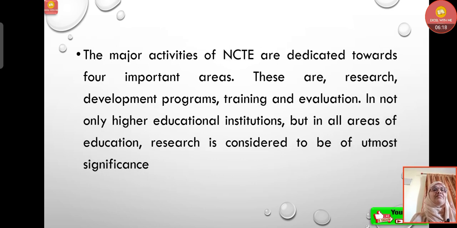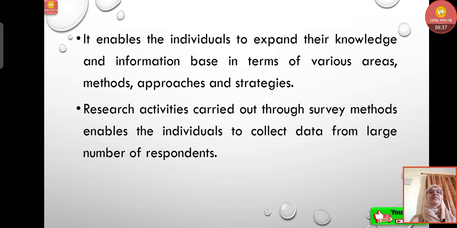The major activities of NCTE are dedicated towards 4 important areas. These are research, development programs, training and evaluation. In not only higher educational institutions but in all areas of education, research is considered to be of utmost significance. It enables the individuals to expand their knowledge and information base in terms of various areas, methods, approaches and strategies.